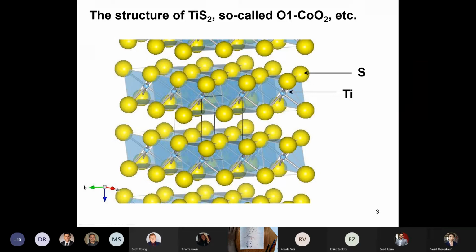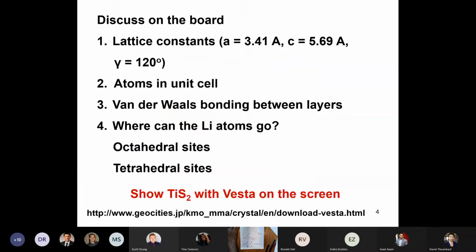So I want to explain this structure in the notation of hexagonal close packed planes. I want to discuss the lattice constants, what the atoms are in the unit cell, and where the lithium atoms can go. Once we have the basic positions of the atoms, we can use a computer program called Vesta to make a nice structure diagram that we can rotate and take a look at. All of you will learn how to use Vesta in homework 1.